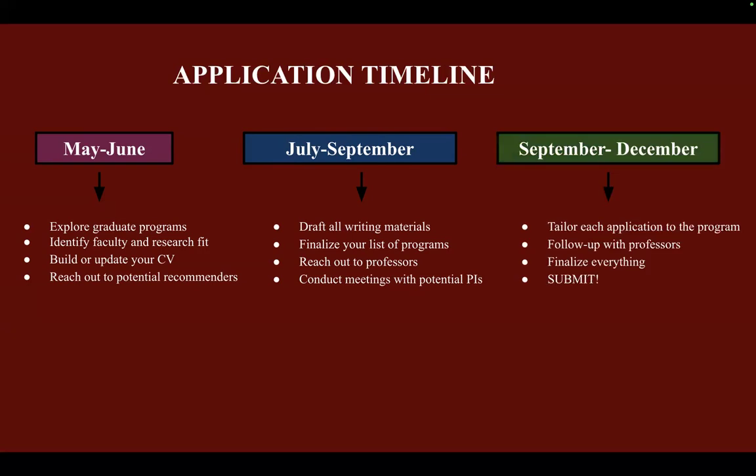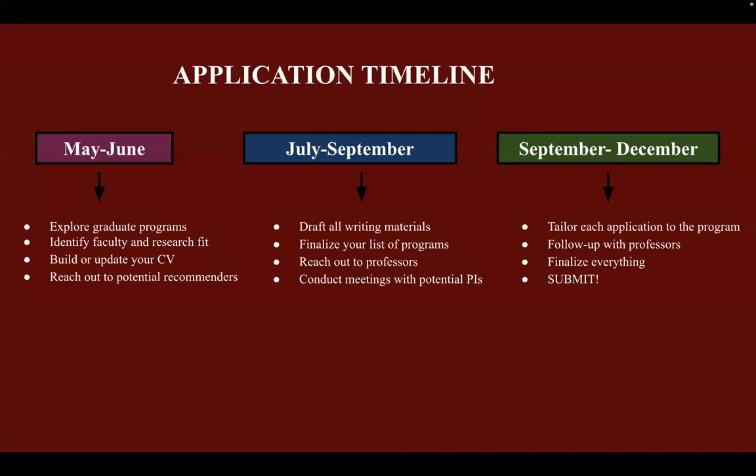Then September to December is when you tailor each application to the program and have a final draft ready. If you haven't heard back from professors from the previous months, follow up with them, finalize everything and submit. Usually the deadlines are either November 15, December 1, or December 15. So based on these, you have time to tailor each application.